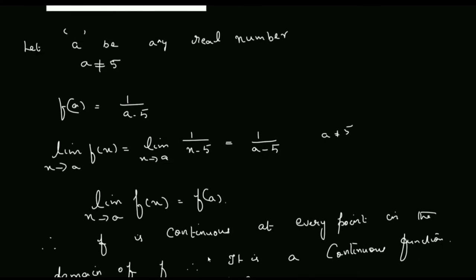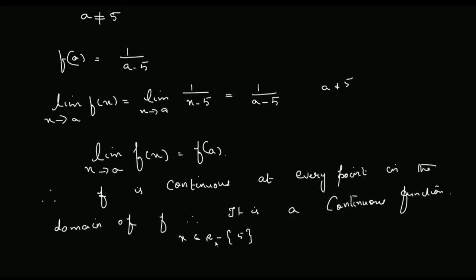If the limit value is equal to the functional value, the function is continuous at every point in the domain of f. What is the domain here? The domain should not have 5. All the real numbers except 5. So it is a continuous function. This is the functional value, and the functional value is equal to the limit value.